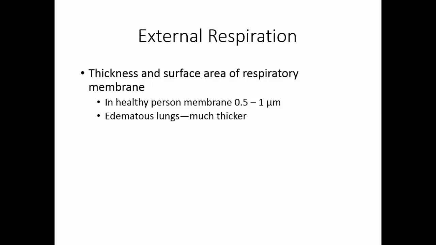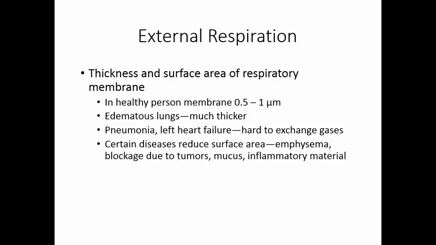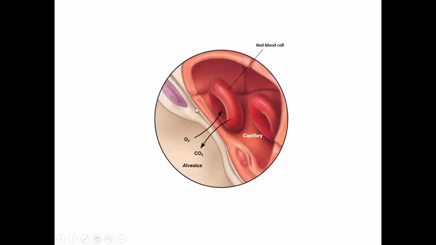In edematous lungs, lungs that have a lot of fluid in them, the membrane is much thicker. Things like pneumonia and left heart failure will also make it harder to exchange gases. Then there are certain diseases that reduce the surface area of the lungs, things like emphysema, which damages the lung tissue, or blockage of any of the lung tissues because of tumors, mucus, or inflammatory material. Here you can see that the respiratory membrane is only 2 cell layers thick with a very thin basement membrane.